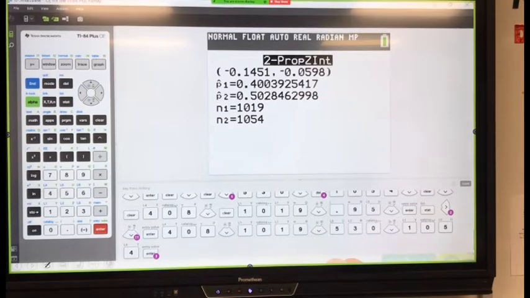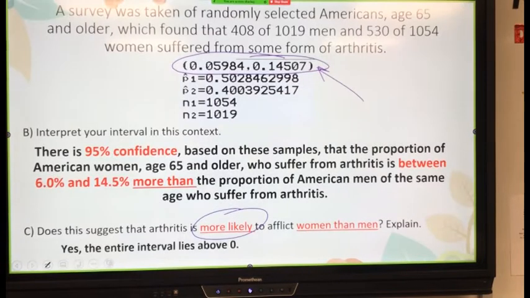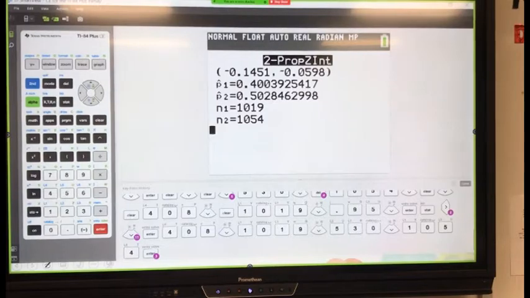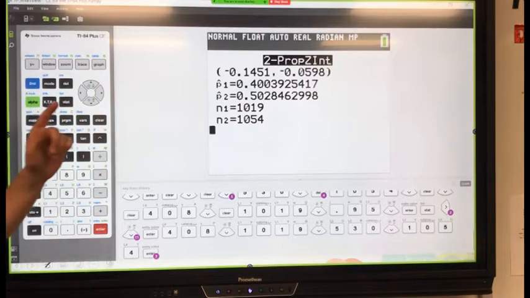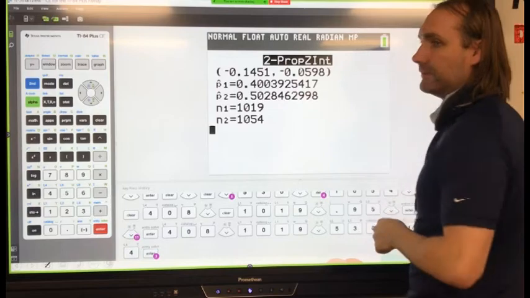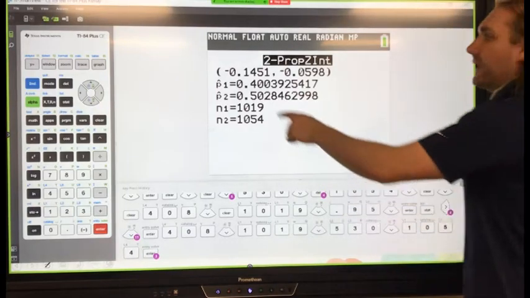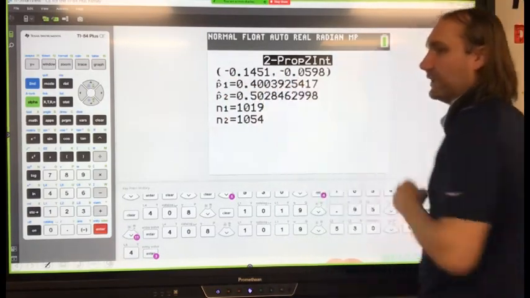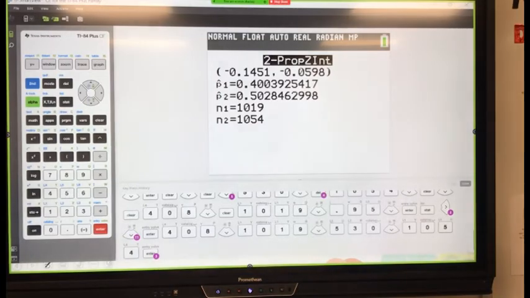They're negative, right? So with this value, does this suggest that arthritis is more likely to affect men than women? You would say no, because of the negative. So yes, option 1 is more likely than option 2 if this is all positive. You'll say no, option 1 is not more likely than option 2 if you see any negatives up here. Does that make sense?